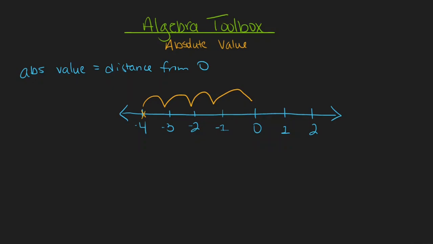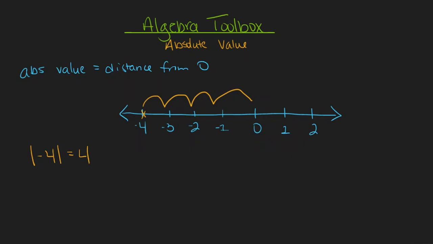The way that we can show this mathematically is by asking for the absolute value of -4. And the way we ask for that is putting the value we want to measure the distance from 0 of inside vertical lines, just like we see here. So we can say the absolute value of -4 is 4. One interesting thing that we'll see is the absolute value of a number is always either 0 or positive. It will never be a negative number.